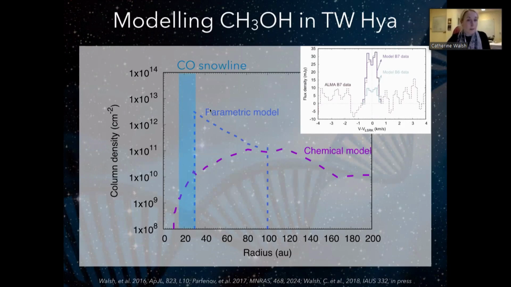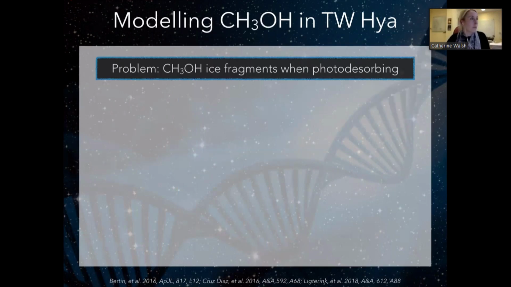And that points towards maybe some coupled chemistry between CO as it desorbs and accretes onto the ice mantle in and around its snow line, and that of methanol, which we know forms from the hydrogenation of CO. And that's a bit of an open question that we're trying to understand better at the moment.